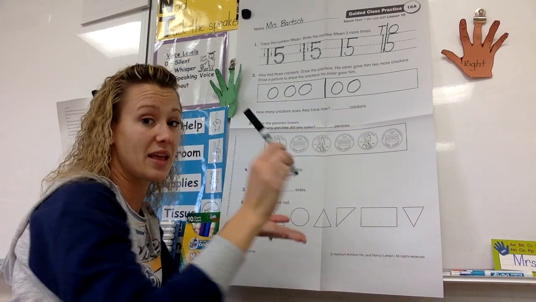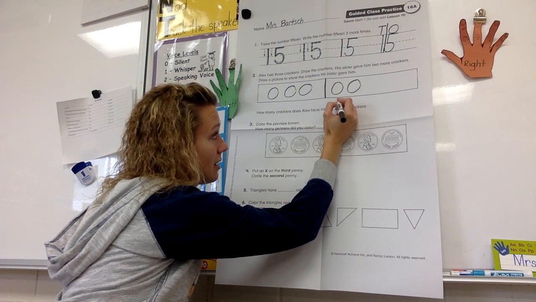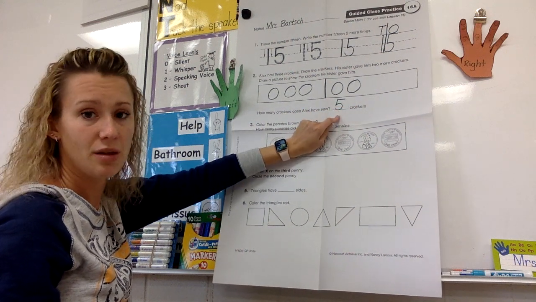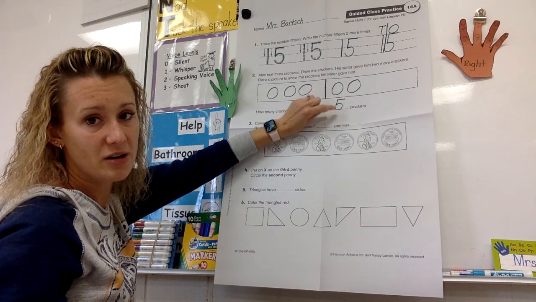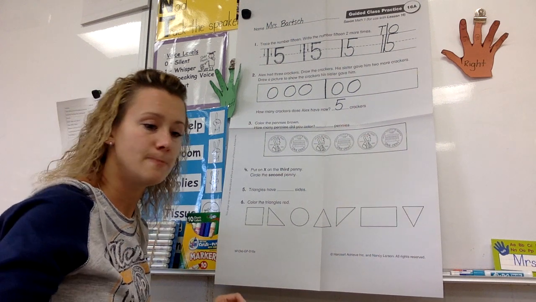Make sure your 5 sits on that line. Down and around to the line. Give it a hat. Do you see how my 5 is sitting on it? It's not underneath. My 5's not floating up here. It's sitting on the line. Make sure yours is too. Park your pencil.